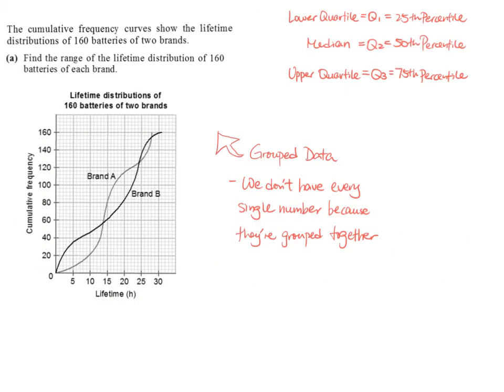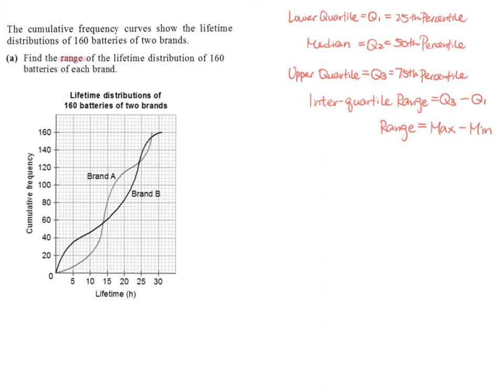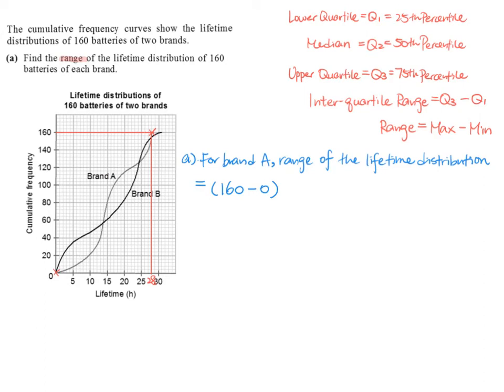Now let's consider this example where we're studying the lifetimes of 160 batteries. Now this is an example of grouped data because we don't have every single number. So part A, we want to find the range of the lifetime. Range is just maximum minus minimum. So on the cumulative frequency curve, you just look at the maximum point right here and the minimum point right here. So for brand A, the range of the lifetime distribution would be 160 minus 0.